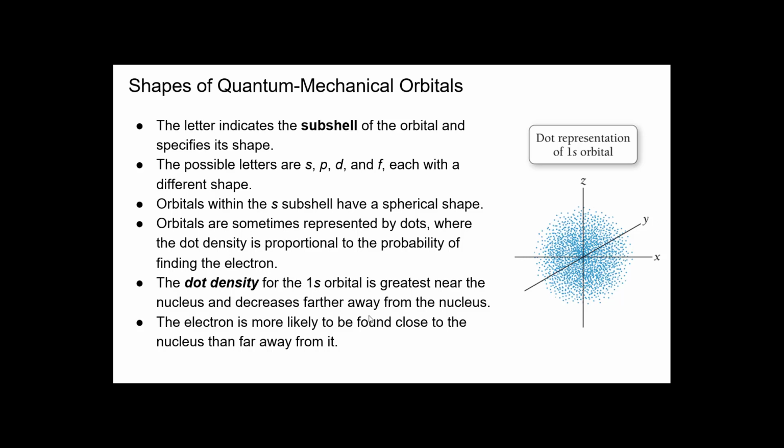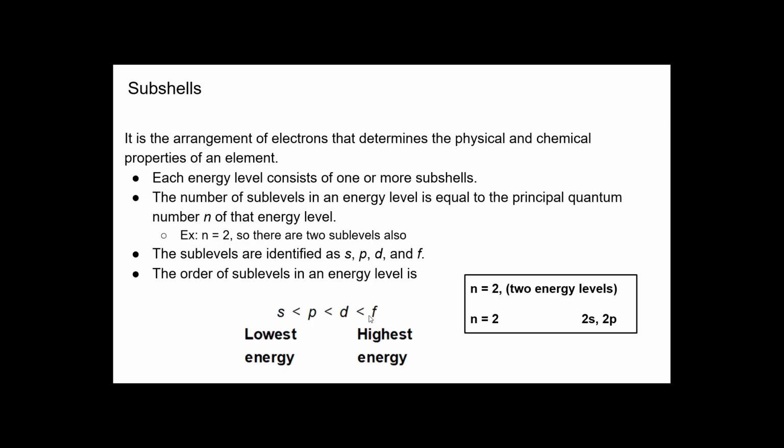So the dot density for 1s orbital is greatest near the nucleus, and it decreases further away from the nucleus. So you see how it starts spreading out? That's because the electron's more likely to be found closest to the nucleus than farther away based on the experiments that have been done. So subshells. Now this gets a little complicated. Principal quantum number is like a bookshelf.